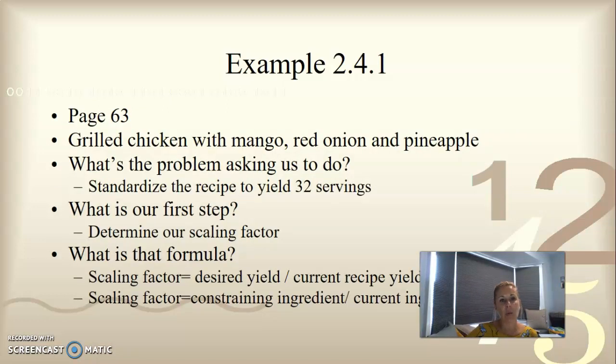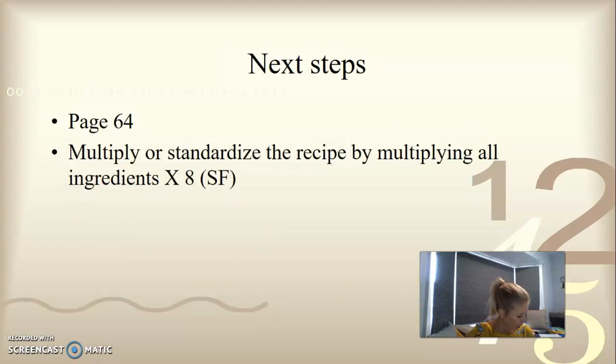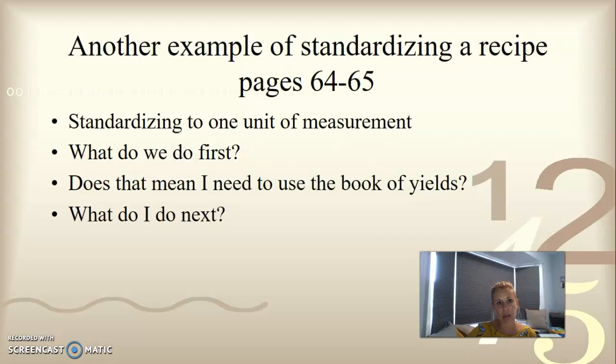Okay, so then we determine that scaling factor, and then we can multiply everything on page 64 by the scaling factor that we calculated, which was 8. So you can see the scaled recipe, what they called for. The first column on page 64 says ingredient, then they're all listed. Then it says recipe quantity, then it says scaling factor, and you multiply by 8. And then the final column says scaled recipe quantity, and you can see there what the new quantities are in order to have 32 servings and not 4, because we multiplied all these ingredients by our scaling factor of 8.